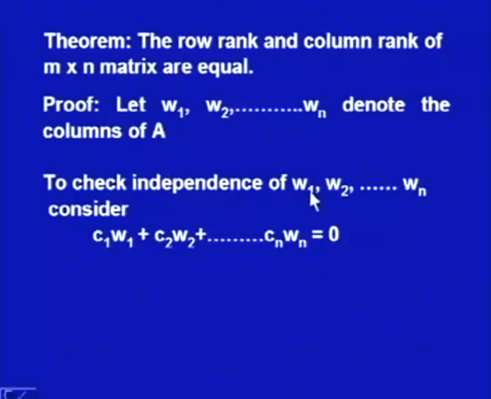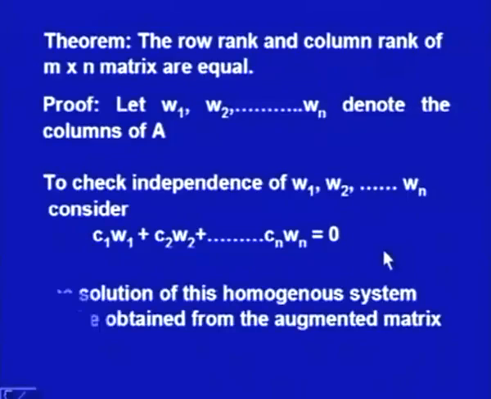To check the independence of these vectors, we consider the linear combination of these vectors: C1 W1 plus C2 W2 plus Cn Wn is equal to 0. Now, this is a homogeneous system, and its solution can be obtained from the augmented matrix [A | 0]. This method we have already discussed.